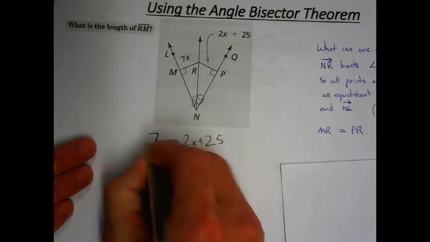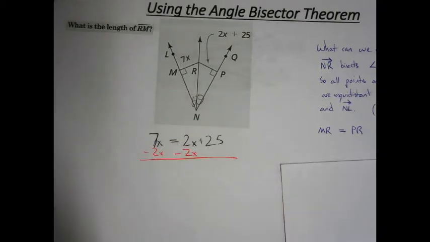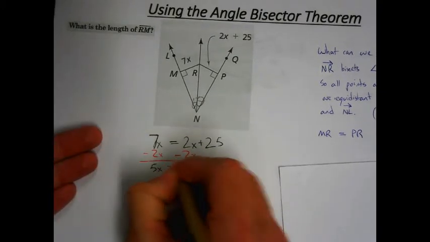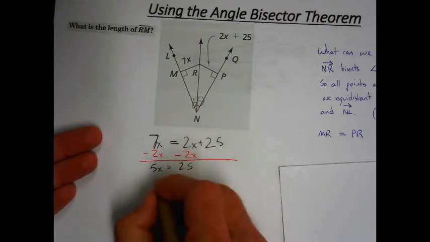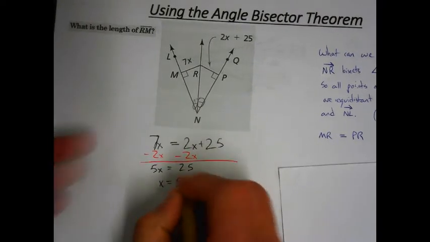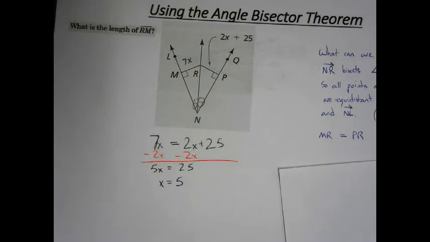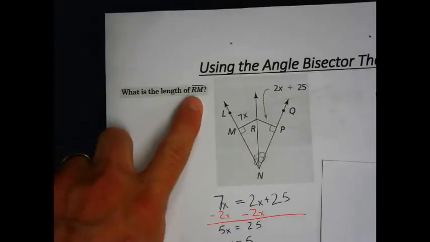Anyway, algebra. So we have 7x minus 2x is 5x. We know that. We're left with 25. Do I even need to show work anymore? I hope not. So we know in this case x is 5. But that's not the question. The question is find the length of RM, segment RM.